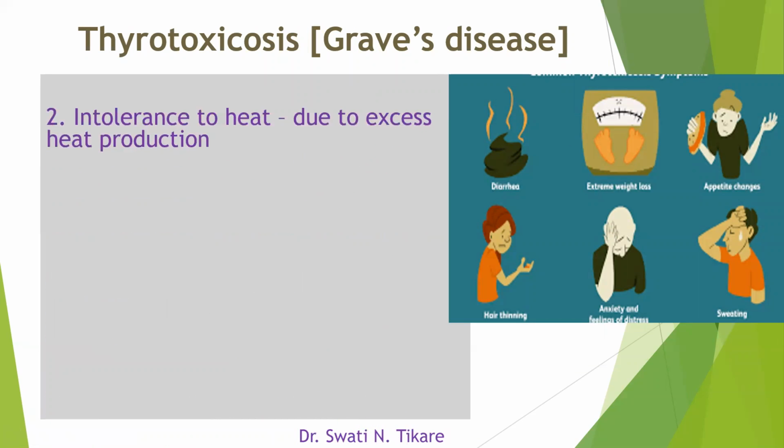Coming to the other features, there is intolerance to heat. So thyroid hormone excess, more heat generation, hence they have intolerance to heat. Already there is a lot of thermogenesis. Weight loss due to depletion of fats, and energy loss, high BMR, is also causing weight loss.